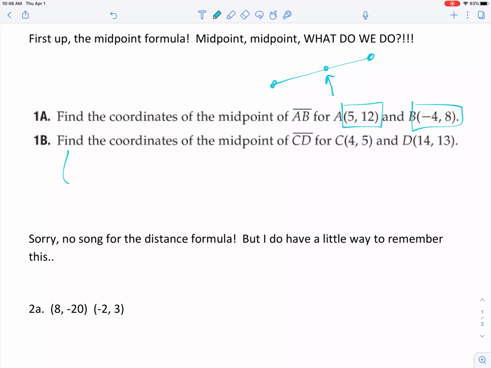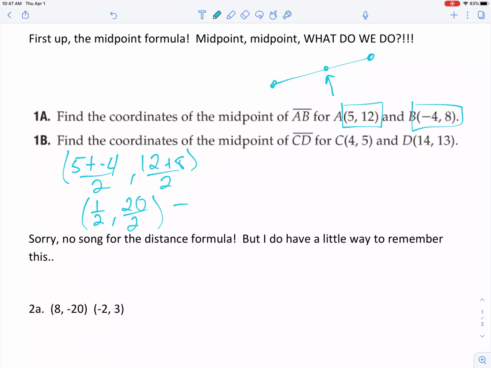Add them together, divide by 2. You take the x's and add them together. So 5 plus negative 4. You take the y's and you add them together. So 12 plus 8. And you just divide individually each of those by 2. So 5 plus negative 4 is 1. 12 plus 8 is, I'm sorry, I got ahead of myself, 20.